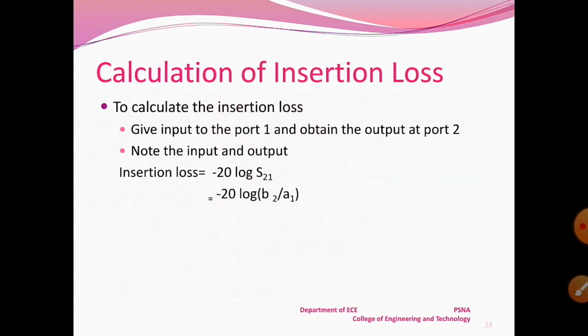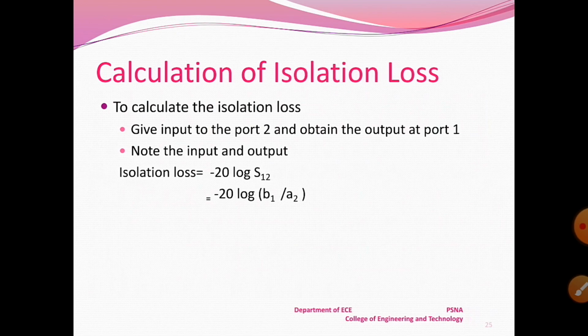Calculation of insertion loss. Insertion loss is equal to minus 20 log S21. So that is equal to minus 20 log B2 divided by A1. B2 and A1 we have found out by using the experimental setup. Then calculation of isolation loss. Isolation loss is equal to minus 20 log S12. So that is equal to minus 20 log B1 divided by A2. B1 and A2 we got from the experiment.